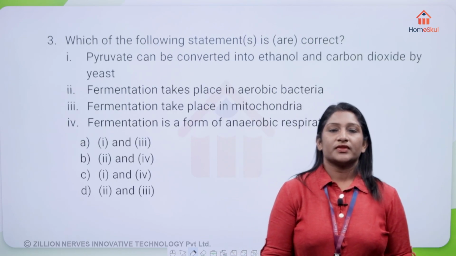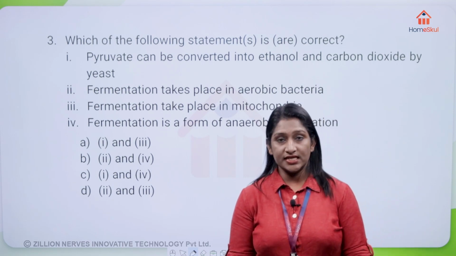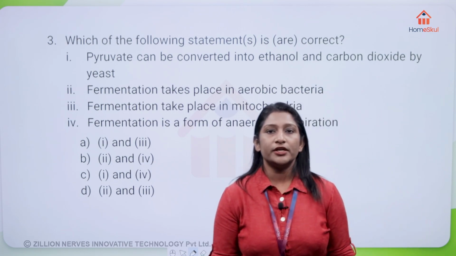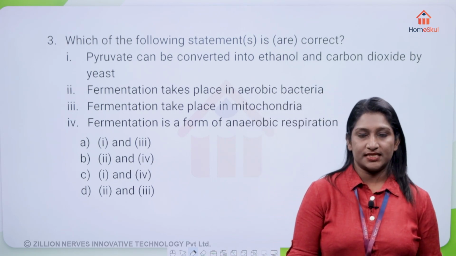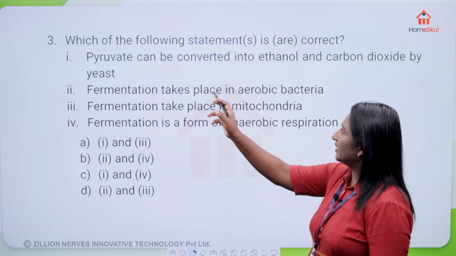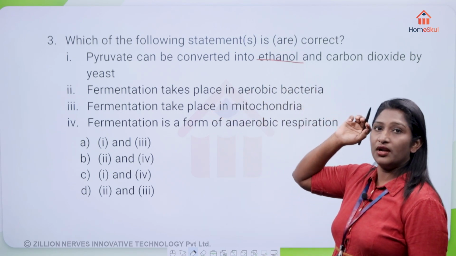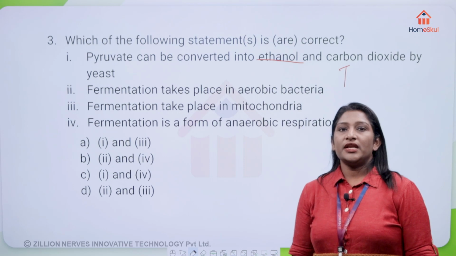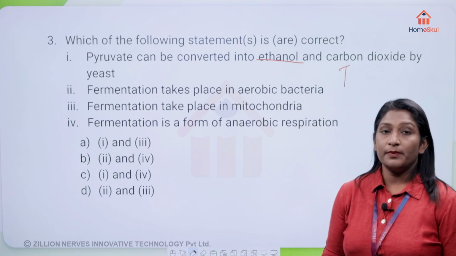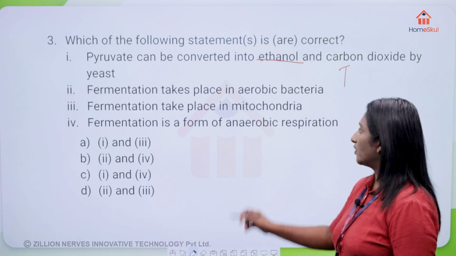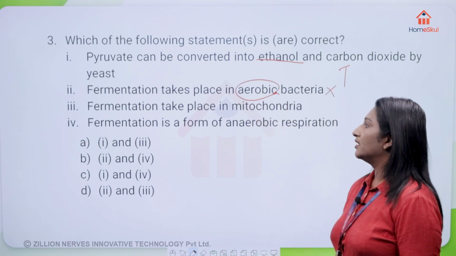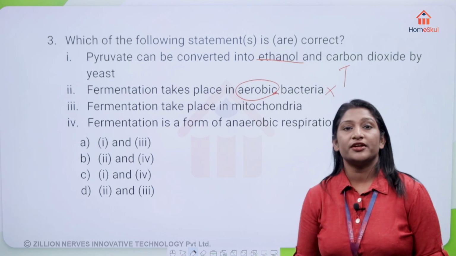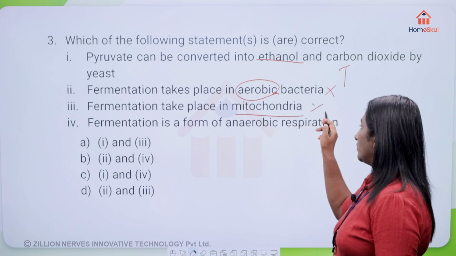Then the third question, which of the following statements is or are correct? The first one, pyruvate can be converted into ethanol, ethyl alcohol and carbon dioxide by yeast. This is true. Then, fermentation takes place in aerobic bacteria. Fermentation itself is anaerobic. So, it is false. Then, fermentation takes place in mitochondria. Fermentation cannot take place in mitochondria because mitochondria is a site of aerobic respiration.